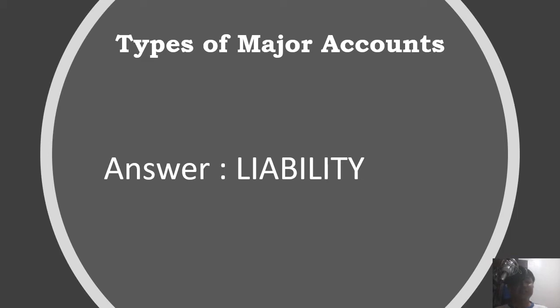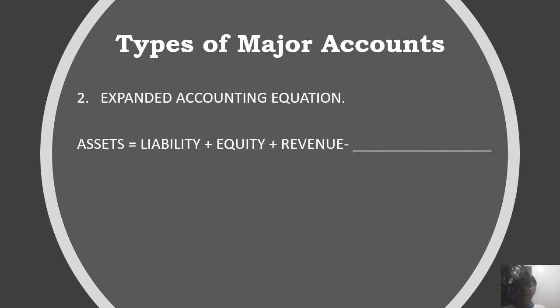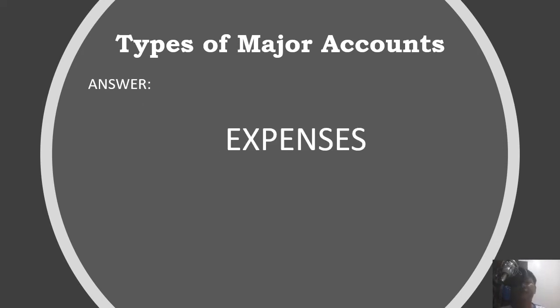Correct. The answer is liability. Number 2. In the expanded accounting equation, asset is equal to liability plus equity plus revenue minus blank. What is the missing item in the expanded accounting equation? Correct. The answer is expense.